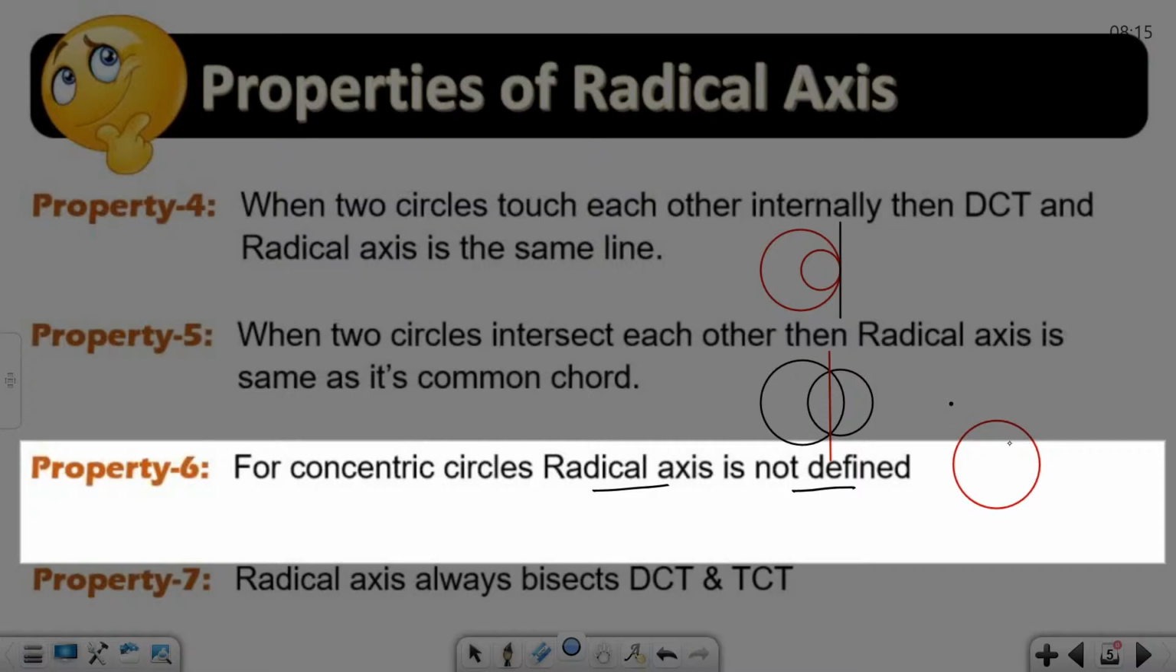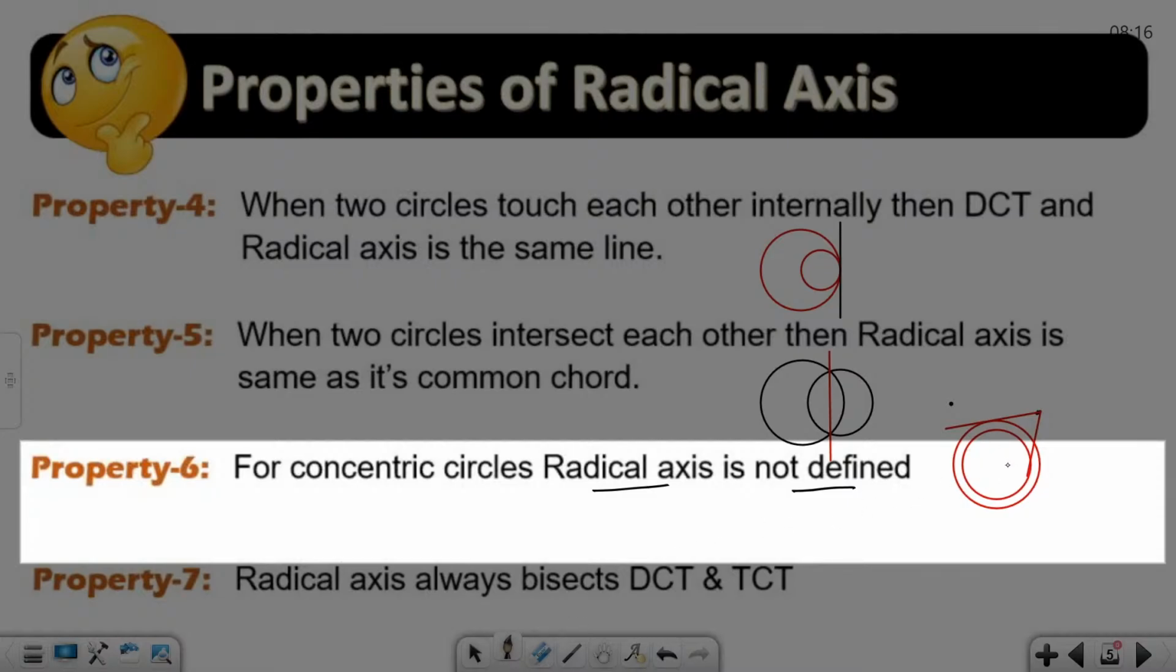Because if there are two circles like this, suppose they are intersecting, suppose these two circles are concentric. Now here you cannot find out the radical axis because, as we know from the property of the radical axis, if you draw tangents to both the circles, they are going to have equal length. So from here, you cannot draw tangents to two circles which are having lengths equal. Isn't it so? The length of these two tangents will never be equal.